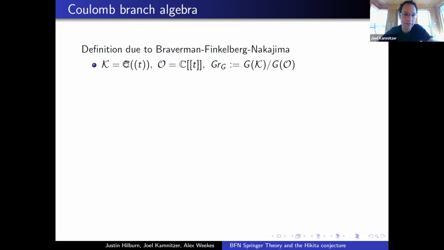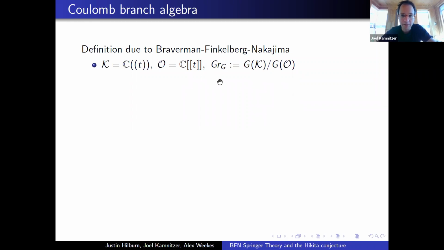So I take the field of Laurent series. Inside of it, I have the ring of power series. And the affine Grassmannian is the quotient of the group points over Laurent series divided by the group points over power series. For example, when G is GL_N, which is my main example, this affine Grassmannian can be identified with the space of O-lattices in K^N. That's maybe potentially a more familiar description of it.